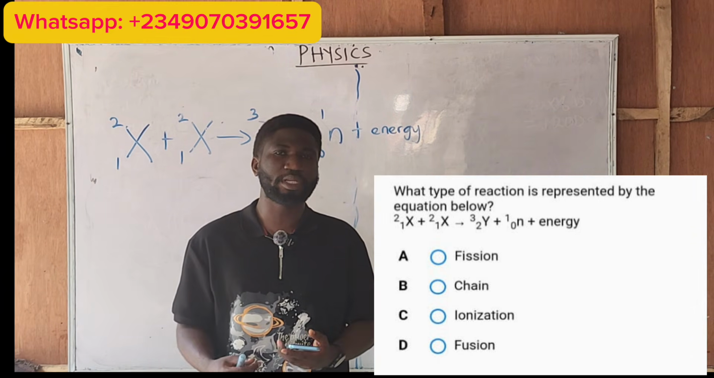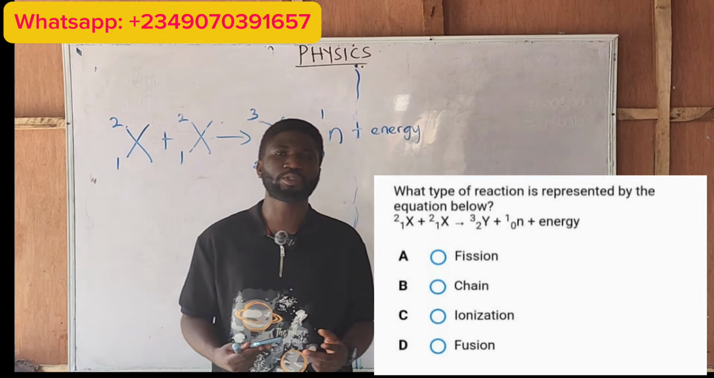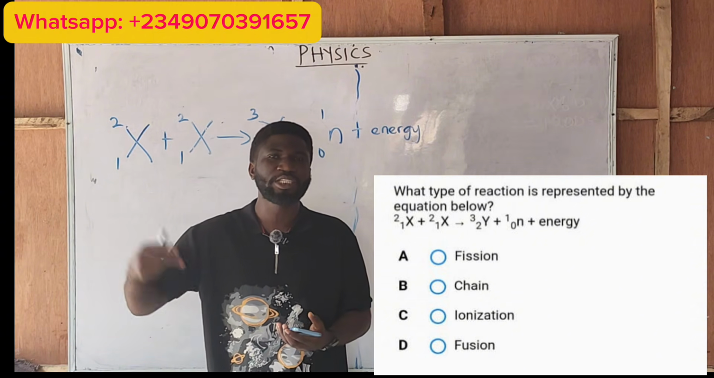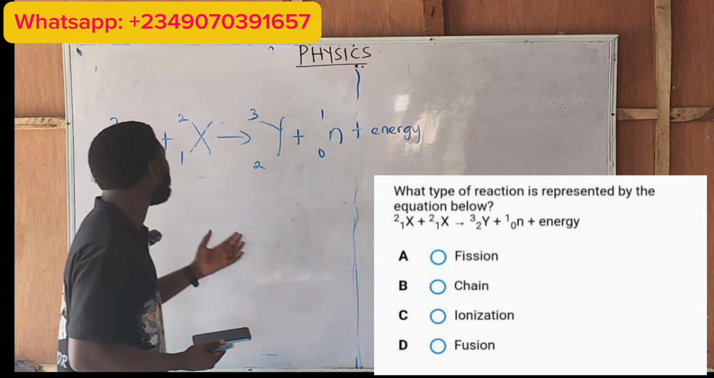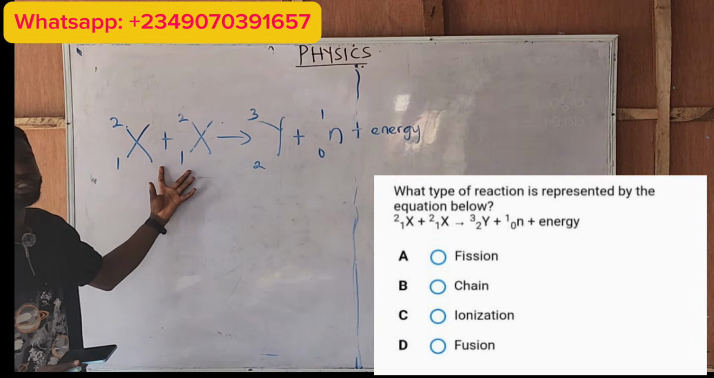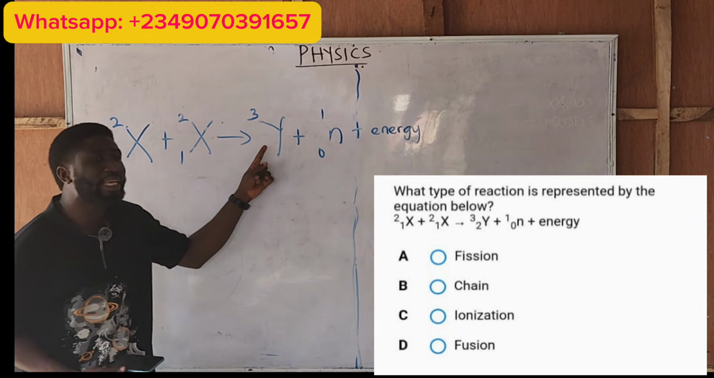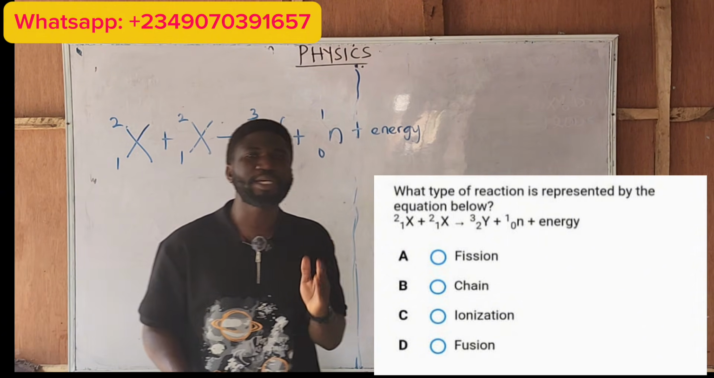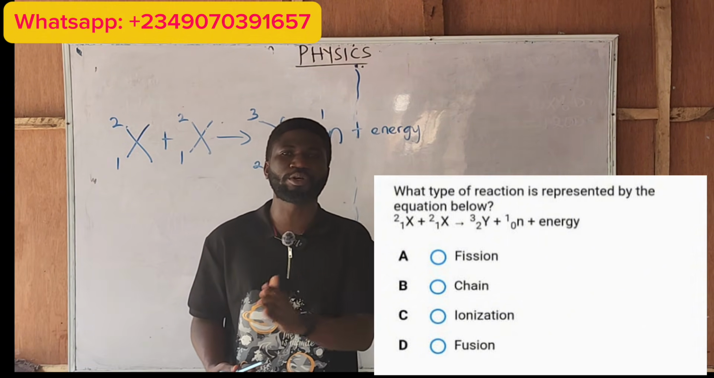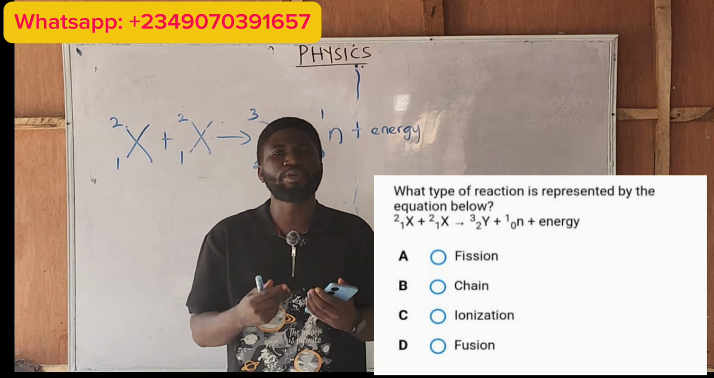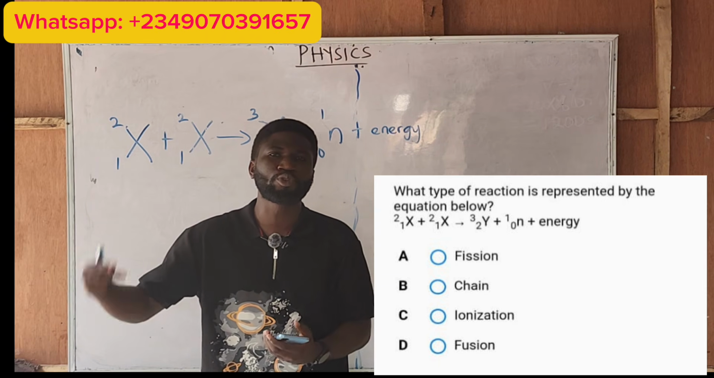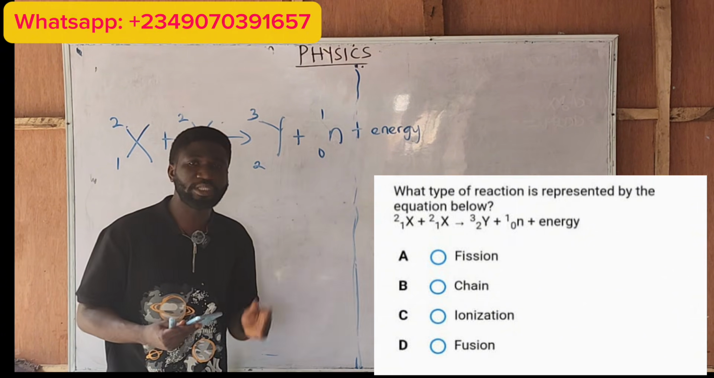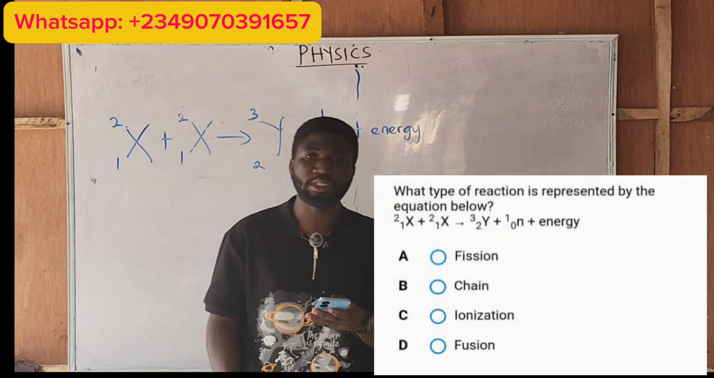So what do we call nuclear fusion? Nuclear fusion occurs when we have two light nuclei coming together to form a large nucleus. Like we have here, these two light nuclei are coming together to form a large nucleus. On the other hand, we have nuclear fission. Nuclear fission occurs when a larger nucleus is split into two light nuclei. So the right answer here is fusion, and that is option D.